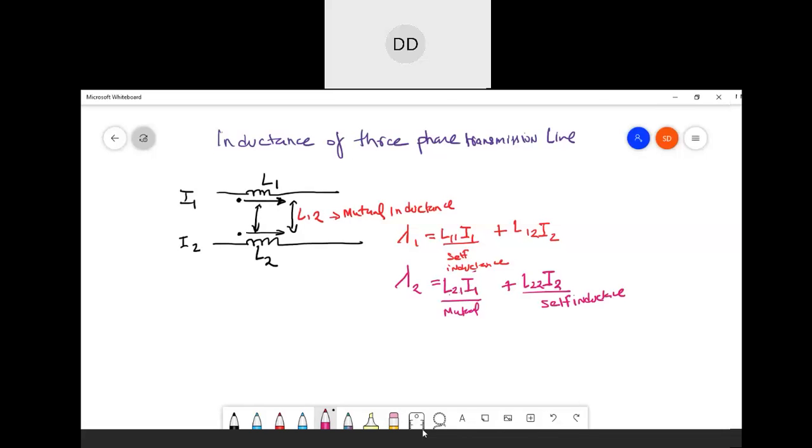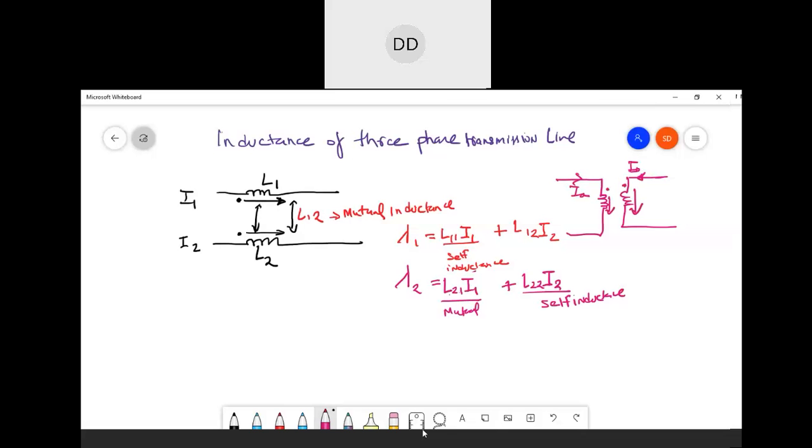You can also draw these things, like if you are getting confused, draw the line like this also. And if your direction of the current IA is like this, for IA to go down the arrow has to be like this, and for IB, if it is also going down, the arrow has to be like this. So this is how it is.